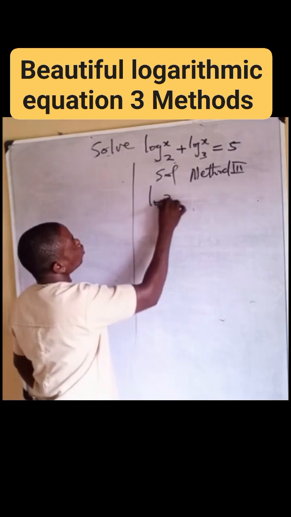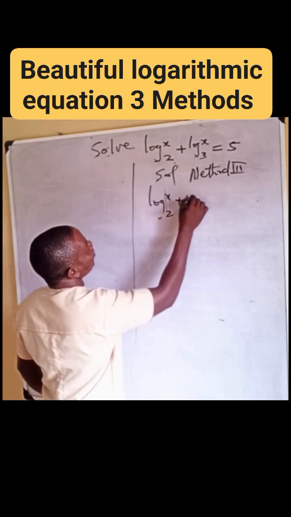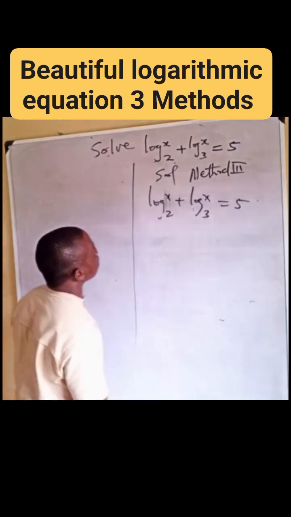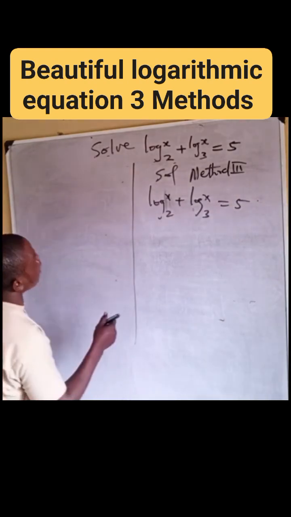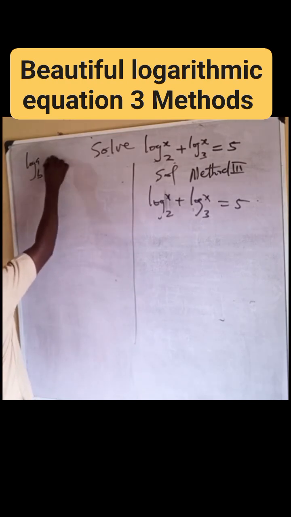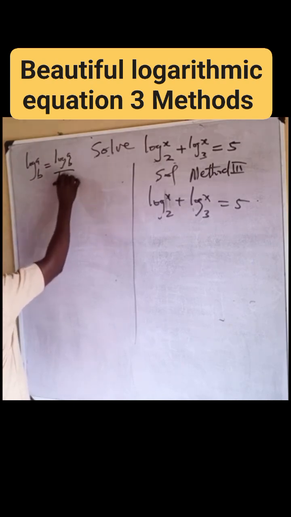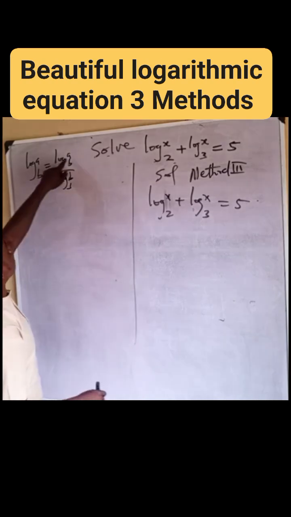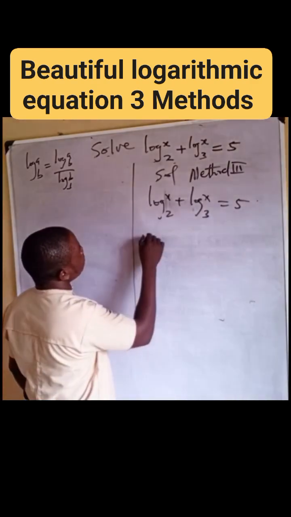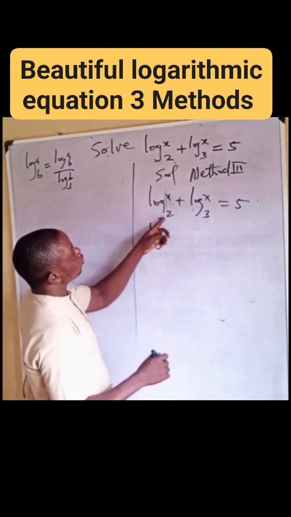So we have log 2 base x plus log x base 2 plus log x base 3 is equal to 5. We are going to apply the law of change of base. If you have log a base b, this can also be written as log a base c divided by log b base c, that's a at the numerator and b at the denominator. If we do that, we are going to use 3 as the base in this case, because we used 2 before. We used 2 in method 2. Go and look for method 2 where we use 2 as the base.